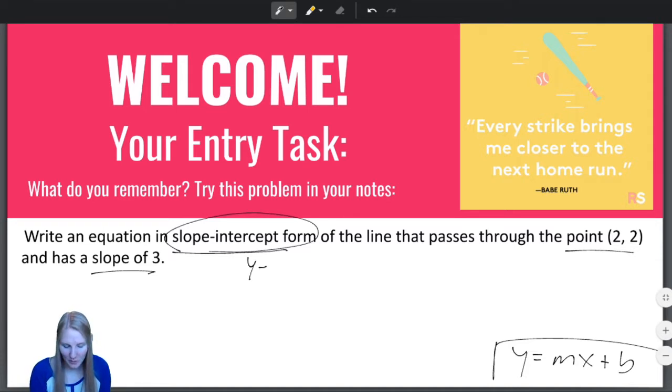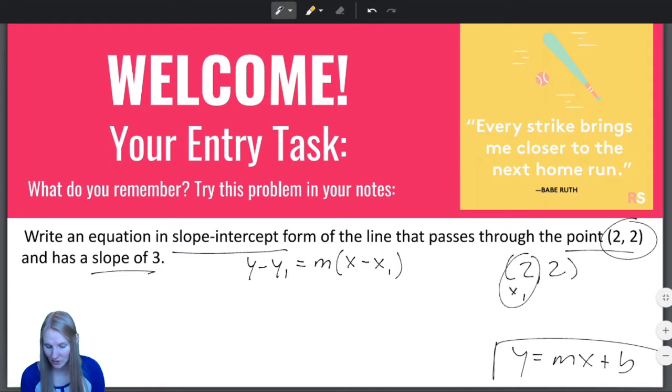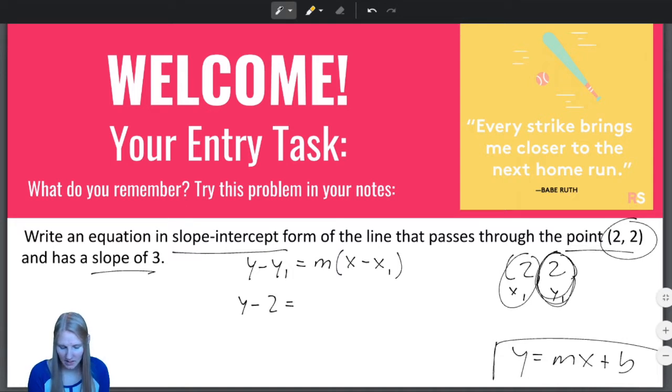So point-slope form is y minus y1 equals m times x minus x1. All right, and because they gave us the point (2, 2), that means that x1 is 2 and y1 is also 2. So we have y minus y1, which is 2, equals m, which is the slope, 3, times x minus x1, which is 2.